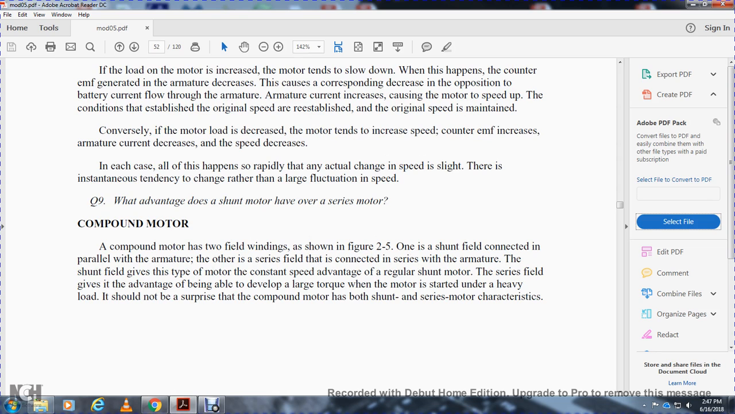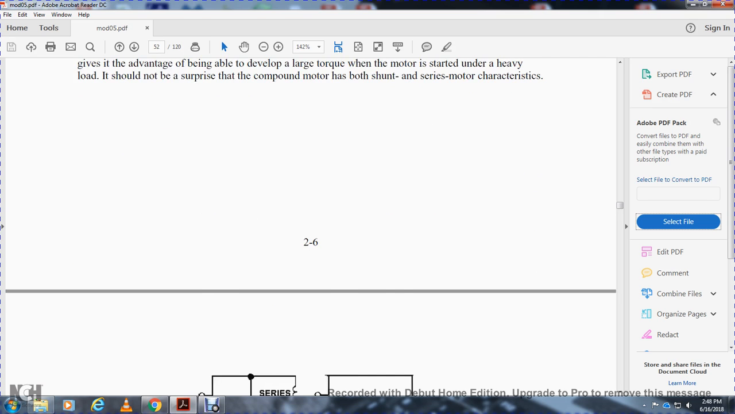Alright, the compound motor has two field windings, shown in Figure 2-5. One is a shunt field connected in parallel with the armature, and the other is a series field connected in series with the armature. The shunt field gives the typical constant speed advantage of the regular shunt motor. The series field gives the advantage of being able to develop a large torque, allowing the motor to start with a heavy load. It should not be a surprise that the compound motor has both shunt and series motor characteristics.